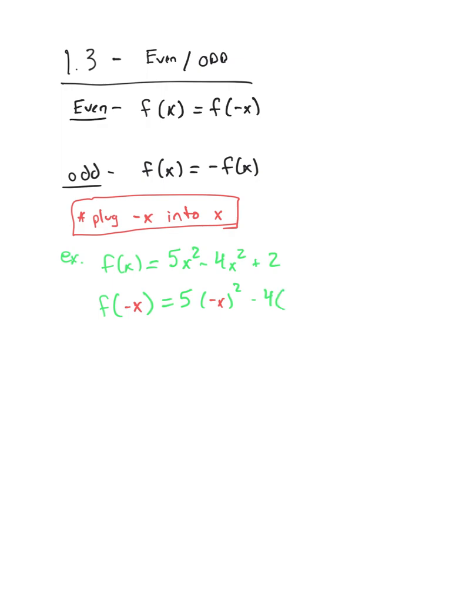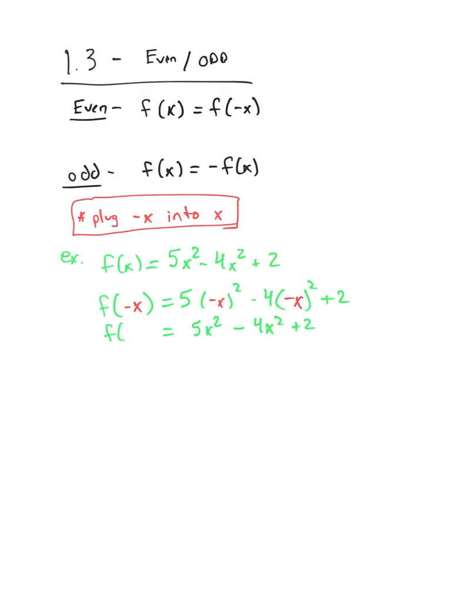It's 4 times x squared plus 2. Okay, and let's see, we get negative x squared, so negative x times negative x gives us a 5x squared. I kept them both squared, and that's fine for this example. Then minus 4x squared. Again, the sign doesn't change.